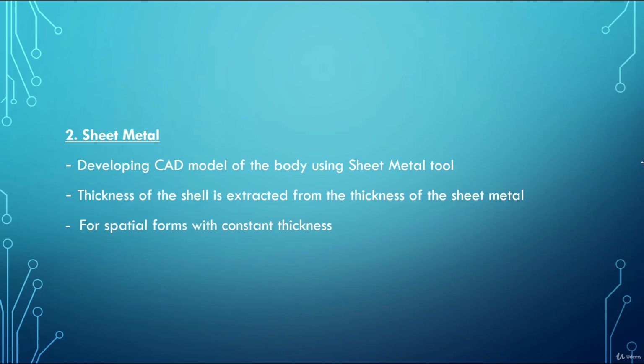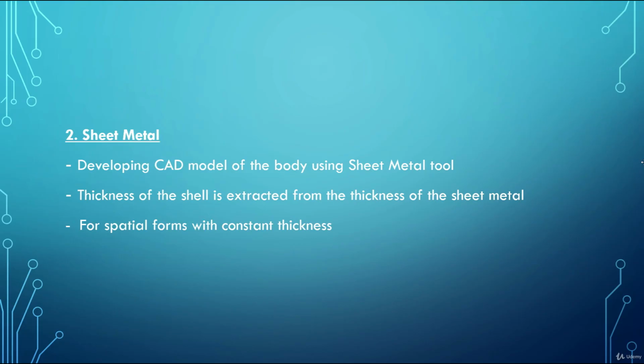As well, we can develop a CAD model by using sheet metal tools. And the thickness we don't have to define. The thickness is extracted from the thickness of the sheet metal. And we don't have to define the contact constraint. All of that we're going to show on the real examples.